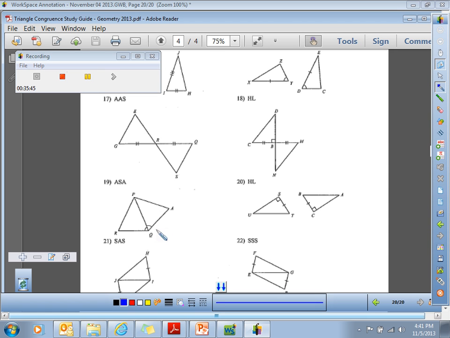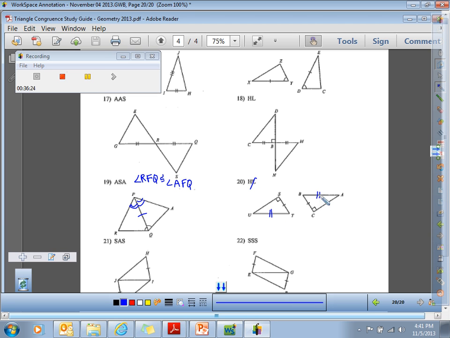The last few, let's see, 19, angle, side, angle. I have one angle, I have a side they share, I need the other angle on the other side of the side. I need this angle to be congruent to this angle. So you have to be specific because more than one angle is using the letter F. So I would say angle RFQ is congruent to angle AFQ for 19.